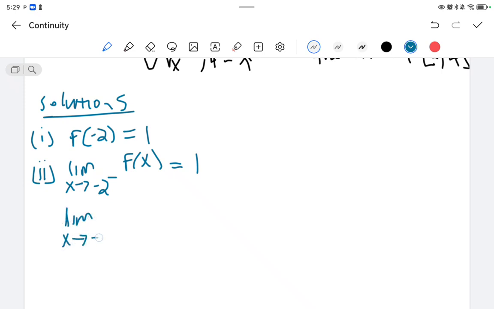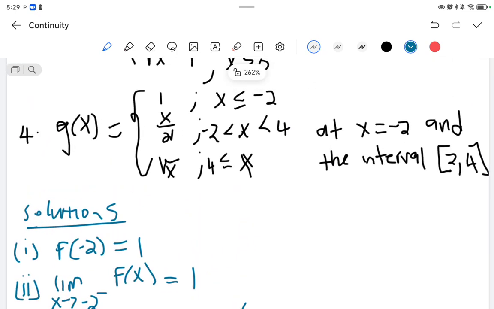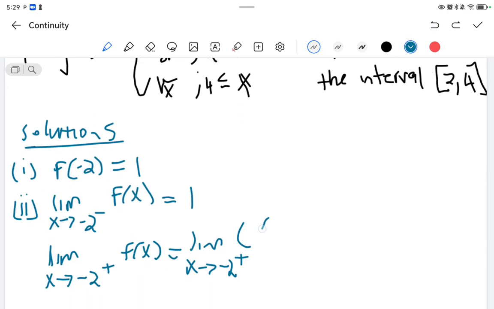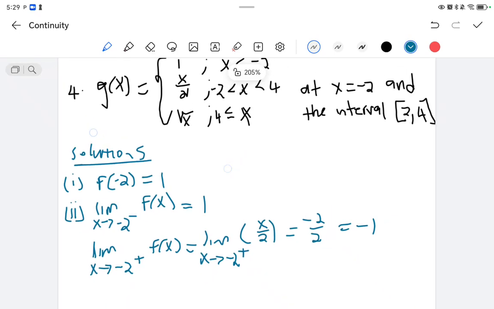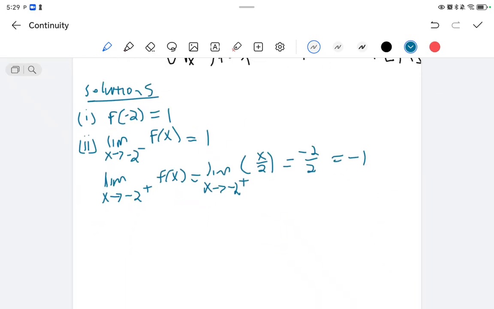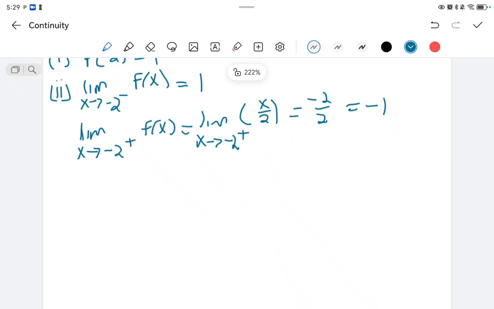as x approaches minus 2 from the positive of f of x, this will be equal to the limit as x approaches minus 2 from the positive, which is x over 2, which will be equal to minus 2 over 2, which is minus 1. We agree, right? Then we realize that the limit from the left and right are not equal.